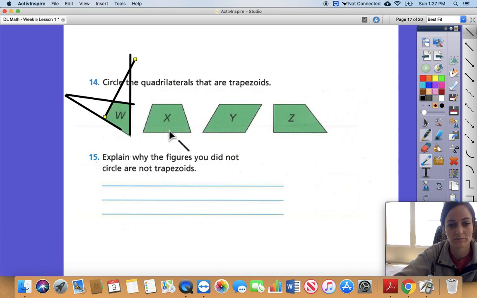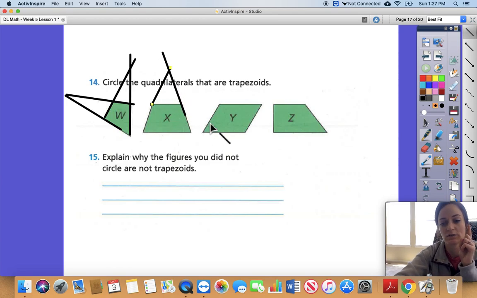Let's look at this one. Does it have one set of parallel sides? Yes. Do you see how the top one and the bottom are parallel to each other? Okay, so this is a trapezoid, because these sides, though, aren't parallel. So it only has one set of parallel lines, the top and the bottom, so that makes it a trapezoid.